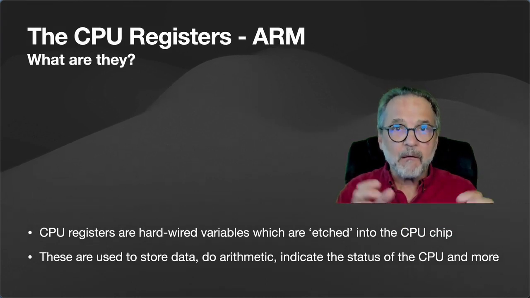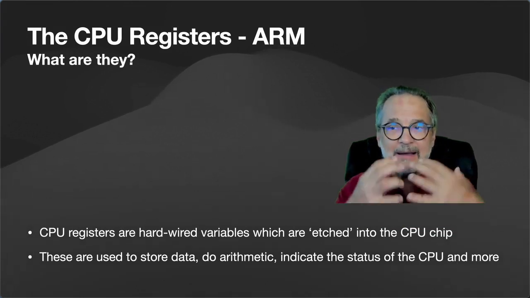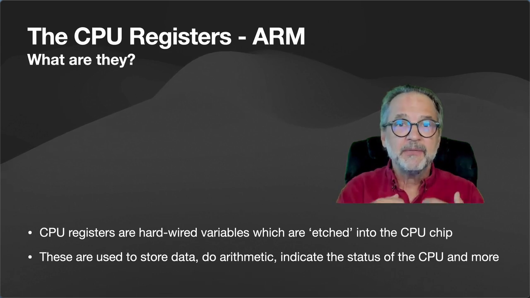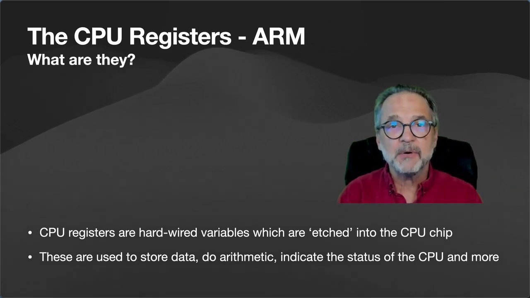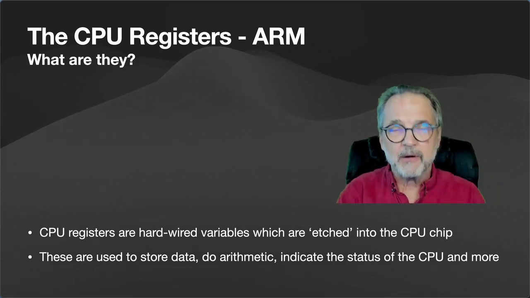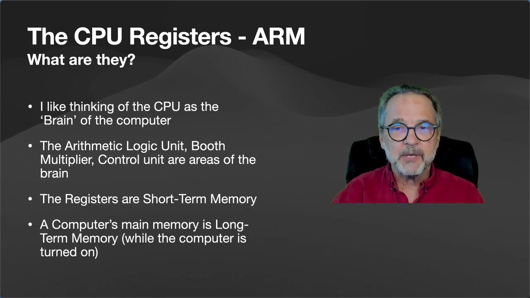Just like in Intel and AMD processors, what are the CPU registers? CPU registers are hardwired variables which are etched into the CPU chip. These are used to store data, do arithmetic, and indicate the status of the CPU. They're the memory of the CPU.